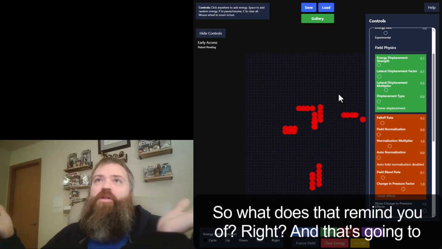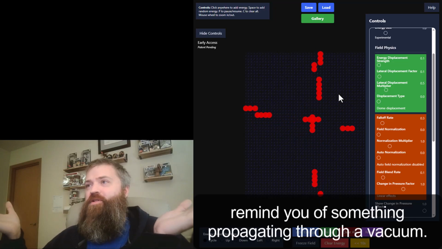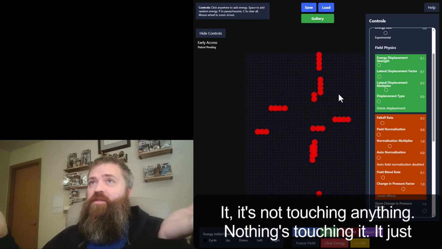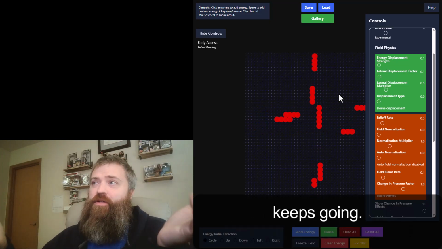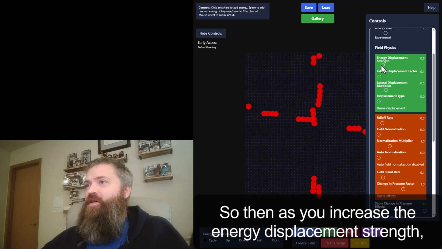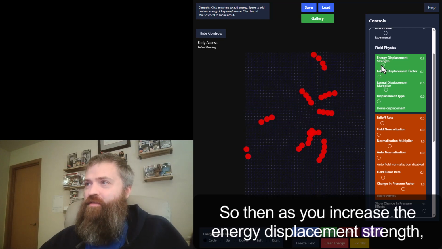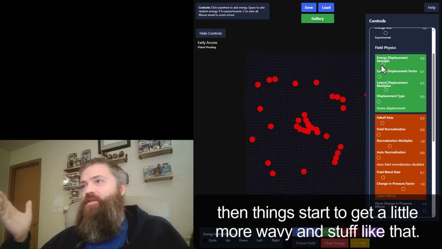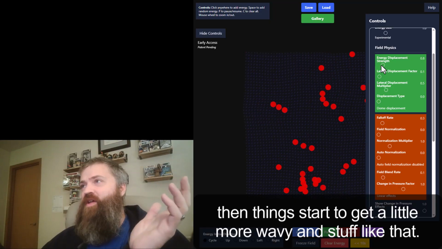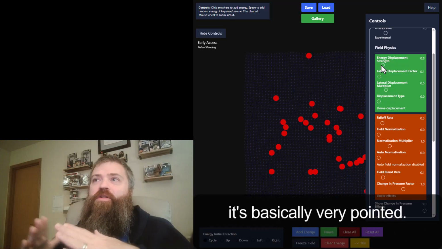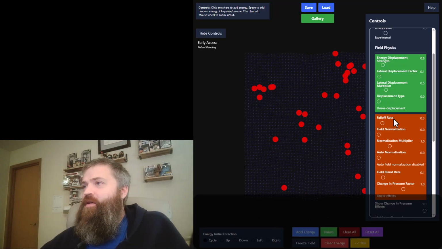So what does that remind you of, right? That's going to remind you of something propagating through a vacuum. It's not touching anything, nothing's touching it, it just keeps going. Then as you increase the energy displacement strength, things start to get a little more wavy. When the lateral displacement factor is very low, it's basically very pointed.